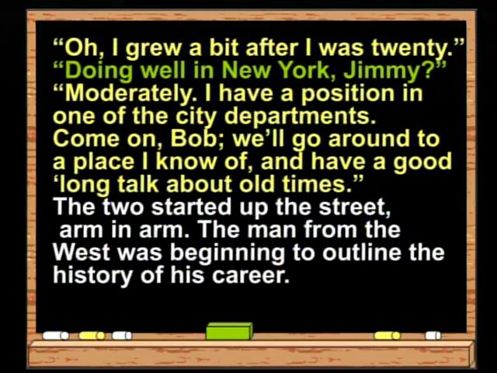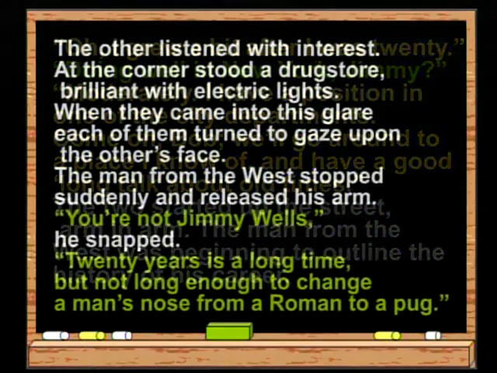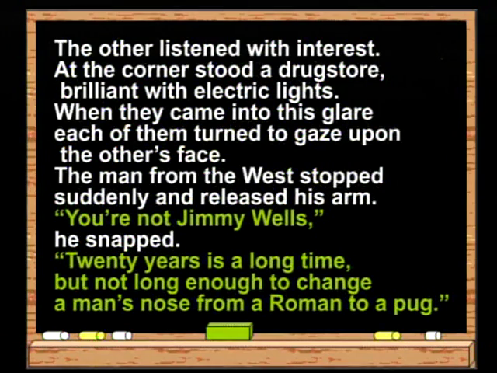"Come on, Bob. We'll go round to see a place I know of and have a good long talk about old times." The two started up the street arm in arm. The man from the West was beginning to outline the history of his career. The other listened with interest. At the corner stood a drugstore brilliant with electric lights. When they came into the glare of each other, each of them turned to gaze upon the other's face. The man from the West stopped suddenly and released his arm.